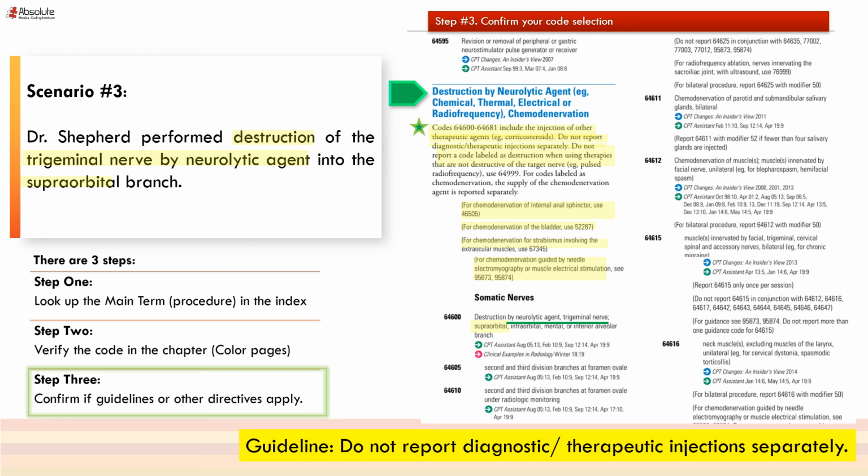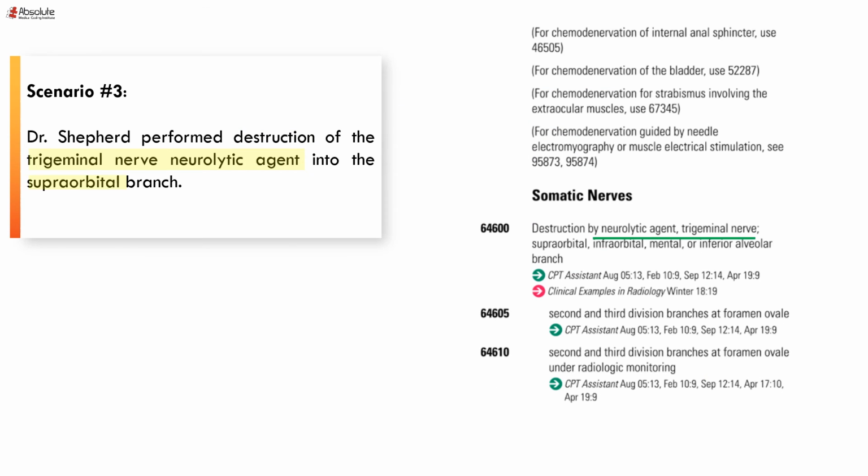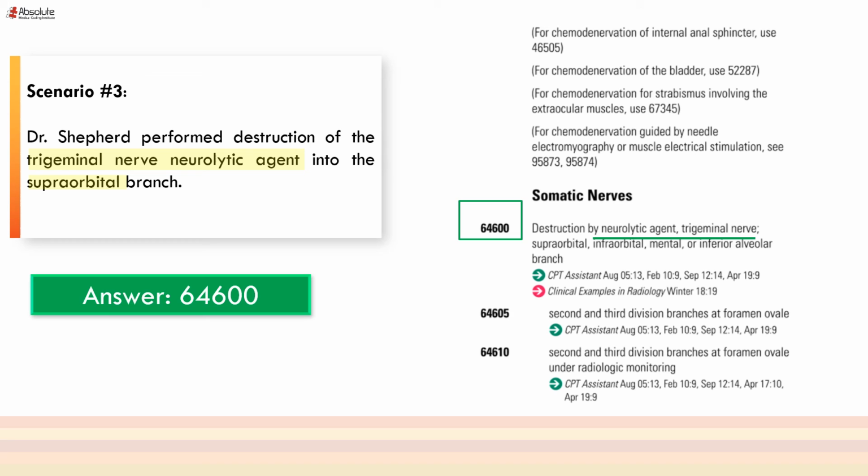Does this guideline apply to our code? Now, how are we going to determine our final code for this scenario? There's really no mention of diagnostic or therapeutic injections in our scenario, so I think we got it right. Do you have it, coders? All right, let's figure out our final code for scenario number 3. And the final answer for this scenario is going to be code 64600.